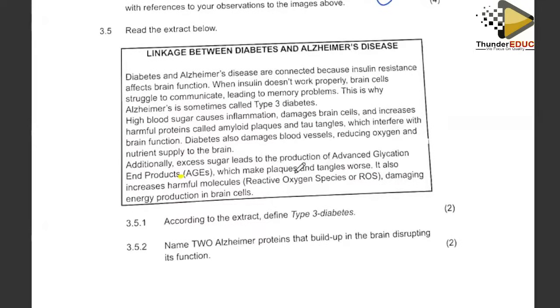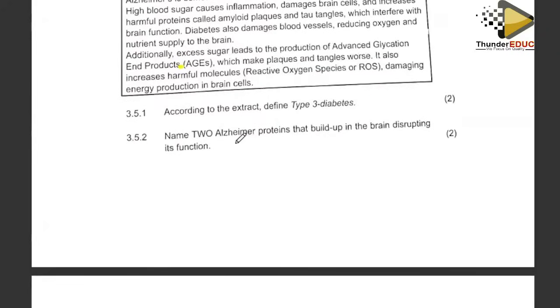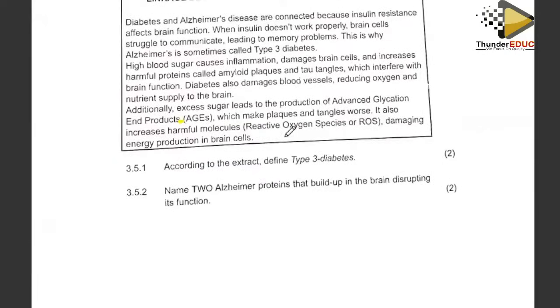Additionally, excess sugar leads to production of advanced glycation end product, which makes the plaque and the tangles worse. It also increases the harmful molecules, damaging the energy production in the brain. We must go away from all of these sugary products.